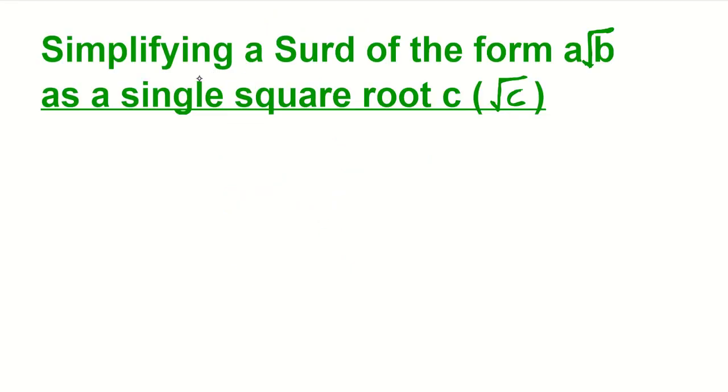Now, let's check the next one. And this is what is entitled simplifying a surd of the form a square root of b as a single root c, that is square root of c.